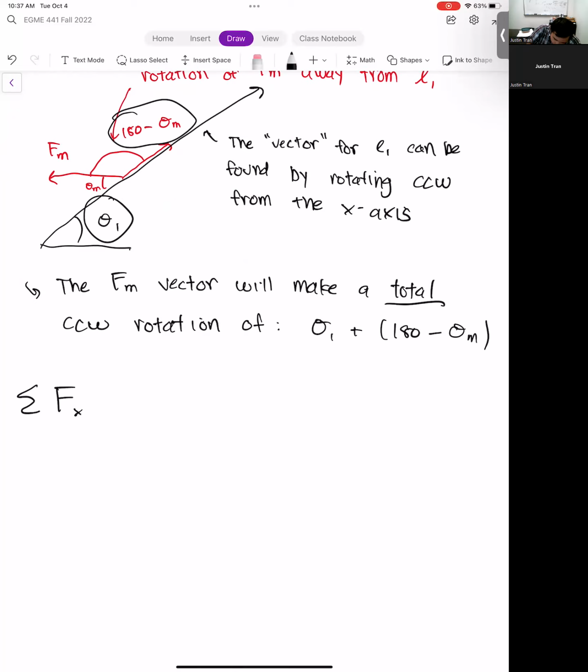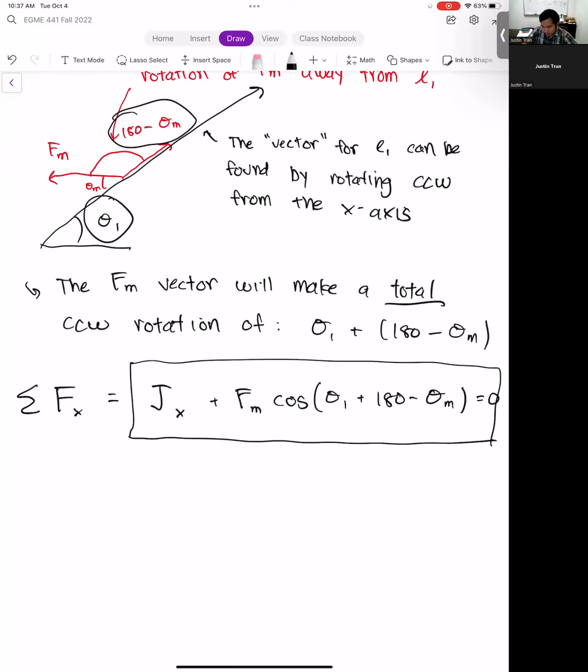Now if we take the sum of the forces in the x direction, we know that we're going to have the joint reaction force in the x direction, Jx. Then we're going to add the horizontal component of this rotation here. So we're going to have Fm cosine of theta 1 plus 180 minus theta m, and this is going to equal 0.